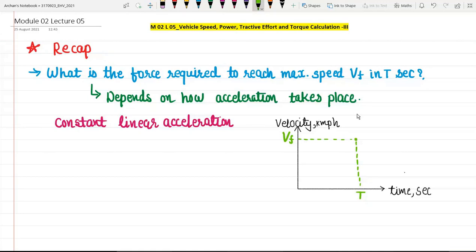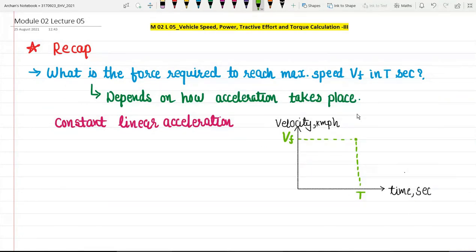Okay, then yesterday we started with an important task: what is the force required to reach maximum speed in a certain time t seconds. Suppose I have a vehicle and it needs to reach 25 kilometer per hour speed in say 10 seconds. Okay, so to meet this target, what will be the force required, and what will be the power consumed from the battery, right? The answer depends on how this acceleration takes place, right?